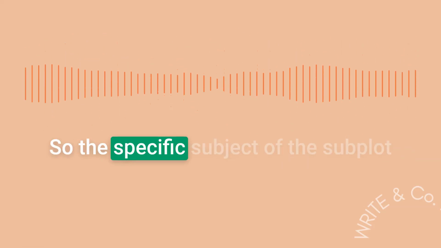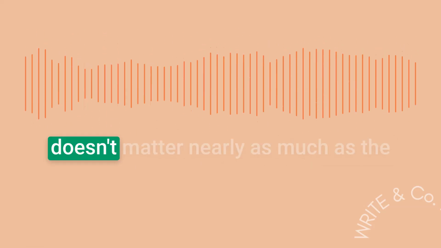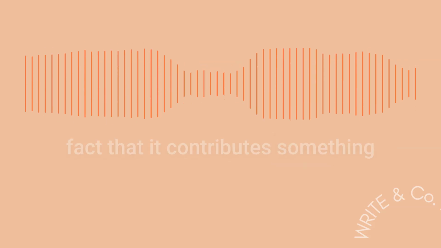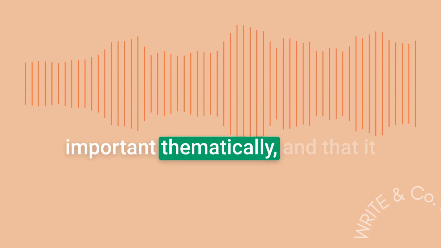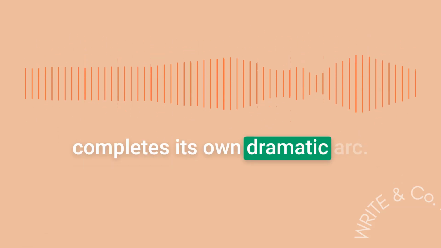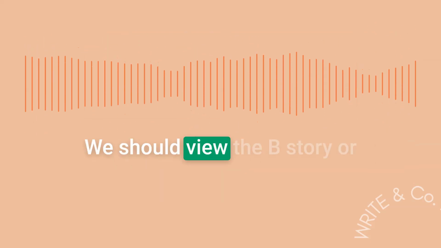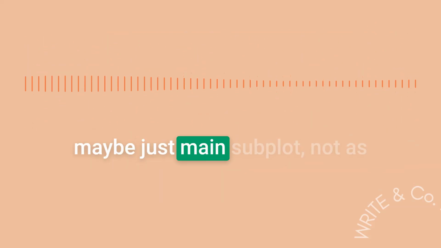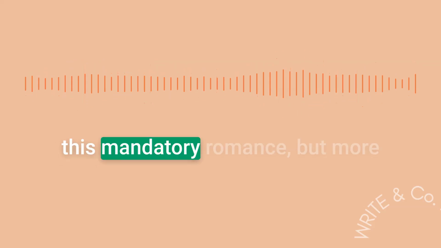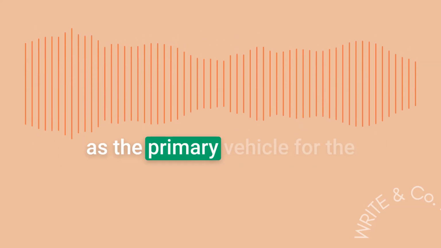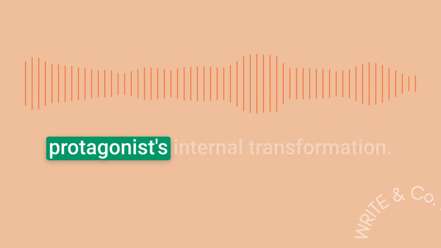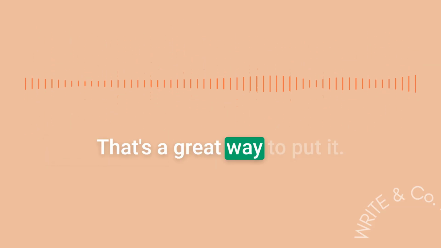So the specific subject of the subplot doesn't matter nearly as much as the fact that it contributes something important thematically and that it completes its own dramatic arc. Okay, I really see the distinction now. We should view the B story, or maybe just main subplot, not as this mandatory romance, but more as the primary vehicle for the protagonist's internal transformation. That's a great way to put it.